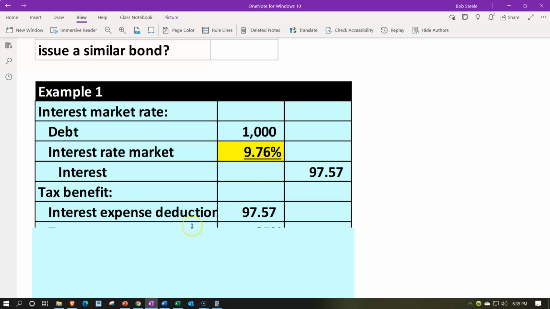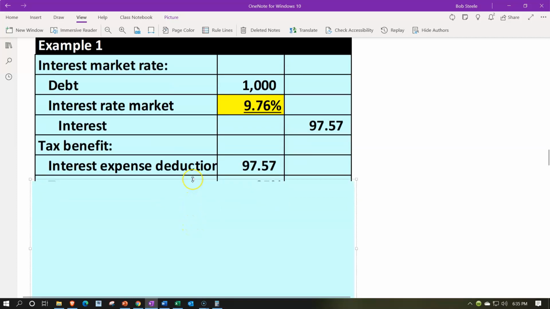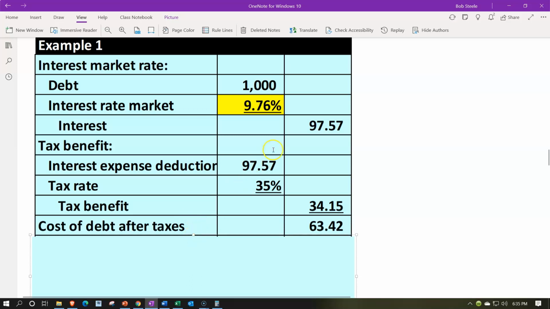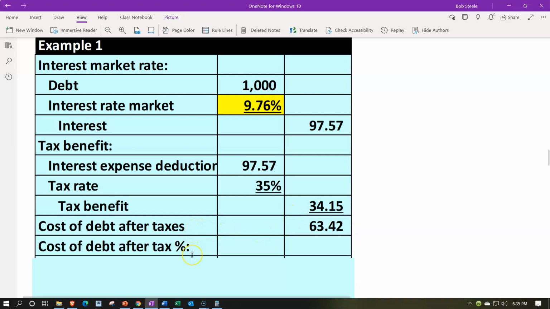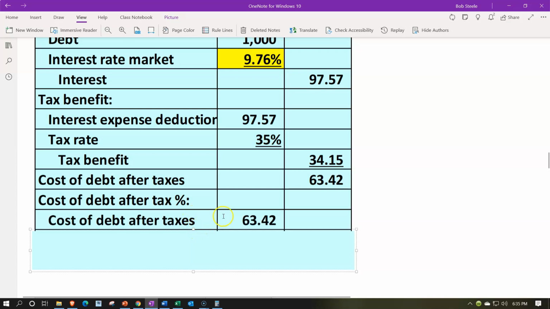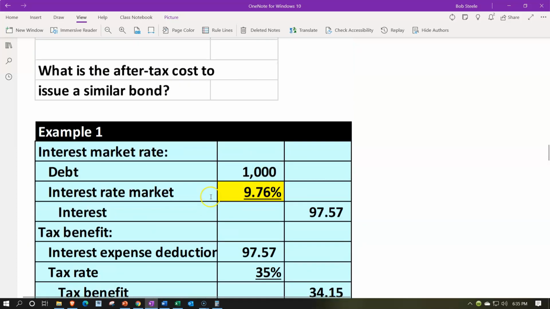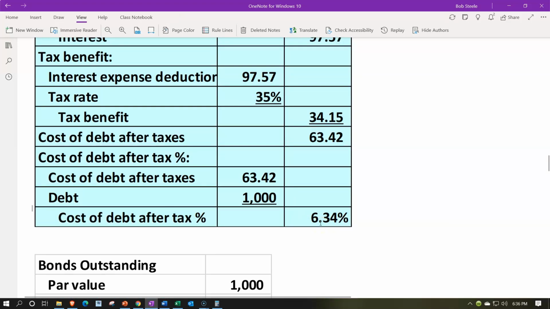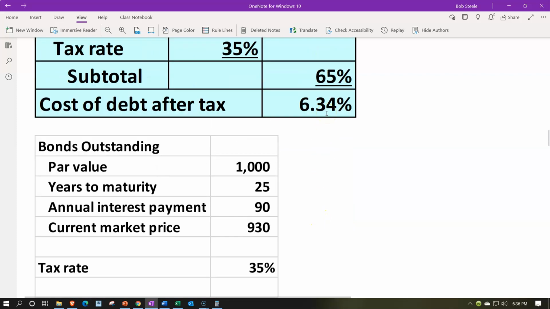Taking then into consideration the tax benefit, we have the interest expense or deduction, the 97.57 times the tax rate, the 35%. That's going to give us the 34.15. If we take then the 97.57 minus the 34.15, we get then a cost of debt after taxes, the 63.42. And that's in dollars. If we then take the cost of debt after tax percent, we're going to take that amount, divide it by the original debt, which is the 1,000. That would then give us our 6.34, which is of course our 6.34 up top.